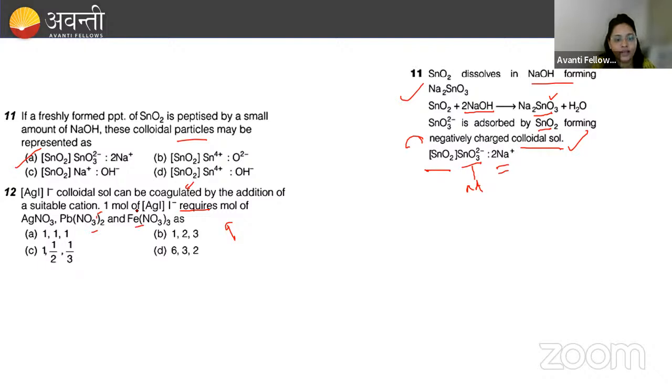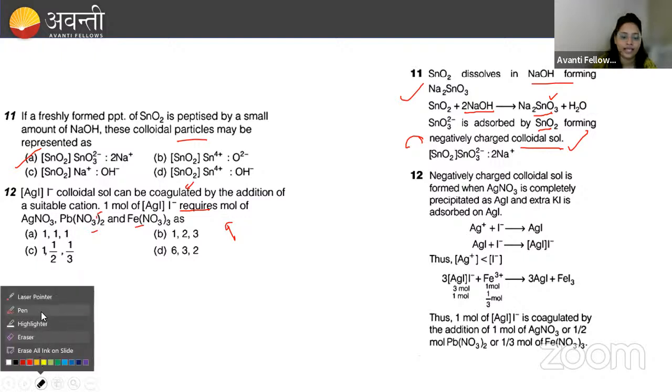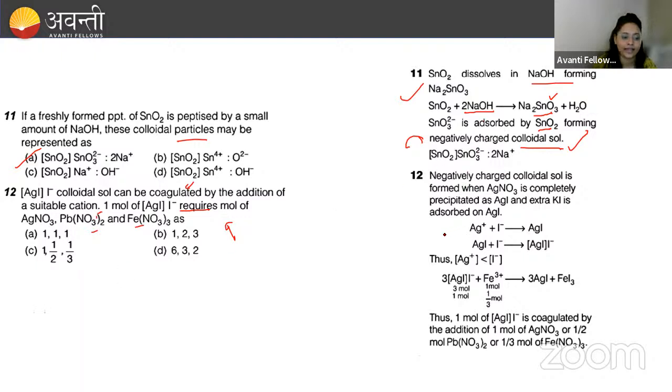Okay, 1 mole of AgI I- requires how many moles of AgNO3, PbNO3 and FeNO3? So look, the negatively charged sol, our colloidal solution, forms when AgNO3 reacts, precipitates with AgI and extra KI. We have already seen this reaction. Ag plus and I minus gives AgI, and AgI then gets adsorbed on I minus and forms this type of salt, negatively charged colloidal salt.